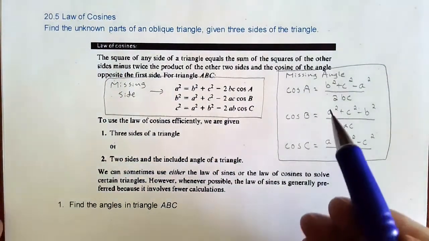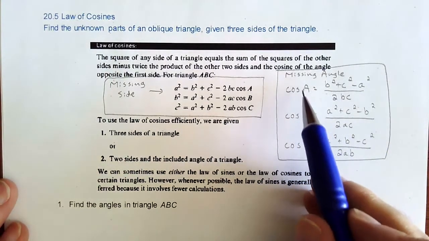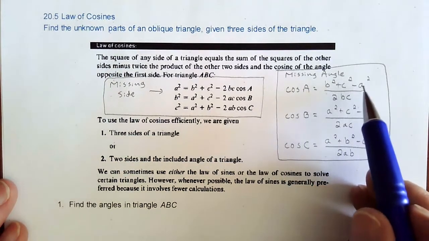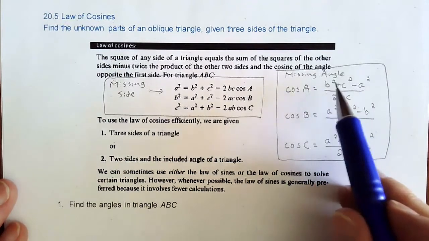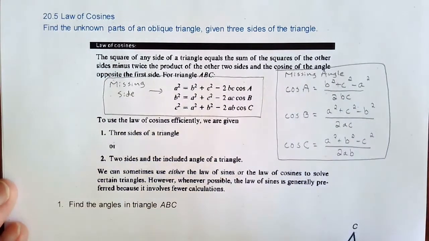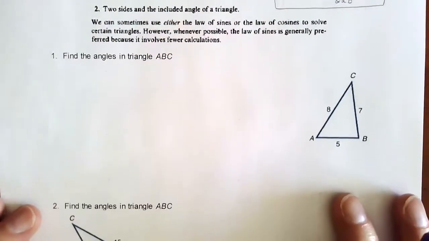And then the other formula is for when you know all your sides but you're missing an angle. If that's the angle you're looking for, you subtract the side squared, and then you divide by 2 times the other two sides that you know. Those two sides are the ones that surround the angle. Okay, so we'll go through a couple of practice problems to help get a feel for what's going on.